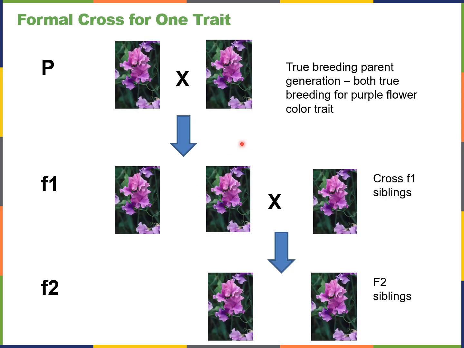So we're going to look at some formal crosses for one trait. Say we have two pea plant parents up here, and then these are the offspring that they're going to produce, and then we're going to cross these offspring to produce F2, right? So we have the parent generation, F1 generation, F2 generation, and we could keep going on and on and on.